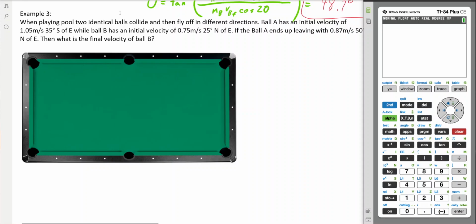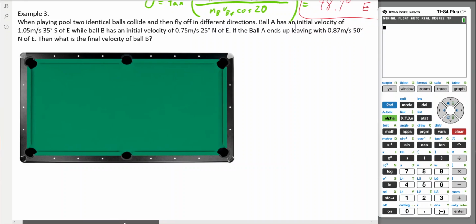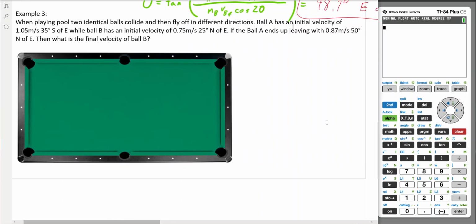When playing pool, two identical balls collide and then fly off in different directions. This is basically like one that we did in class today. If you watch this in the future, I may or may not do this example in class. But anyways, these balls fly off in different directions. Ball A has an initial velocity of 1.05, 35 degrees south of east, while ball B, and so on. So basically what's happening, let me just explain this, it'll be a little faster.